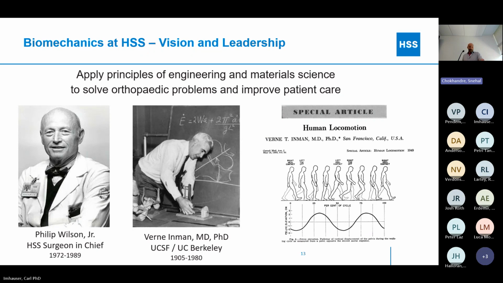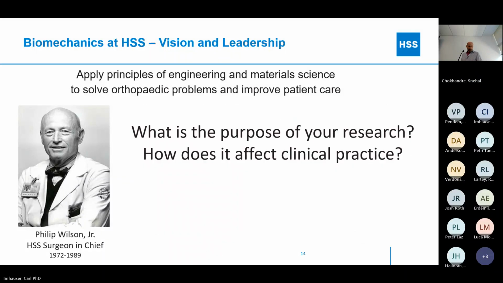And Vern Inman, that name may be familiar because he published in the 60s some of the seminal publications on human movement. At a retirement dinner for one of our faculty, I had the privilege of sitting next to Dr. Wilson. I was like, who is this nice old man that I'm sitting next to? Shortly after hello, he was right on, what is the purpose of your research? How does it affect clinical practice? I was like, oh, it's a pretty intense dinner.